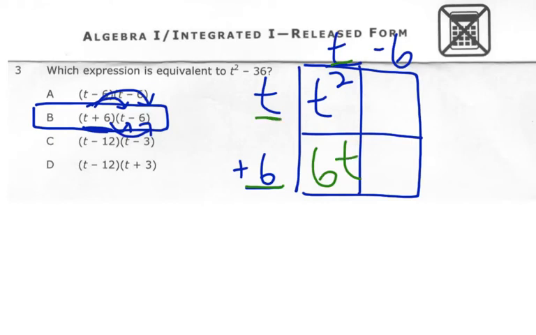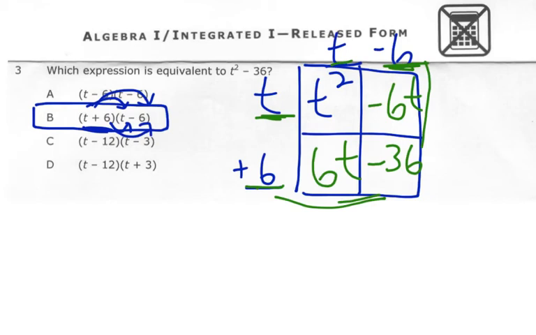And now I'm up here, I'm doing t times negative 6, that would be negative 6t, and then I'm lining up the negative 6 and the 6 to be multiplied now. So 6 times negative 6 is negative 36. So essentially you're just lining up the column with the row and multiplying them.